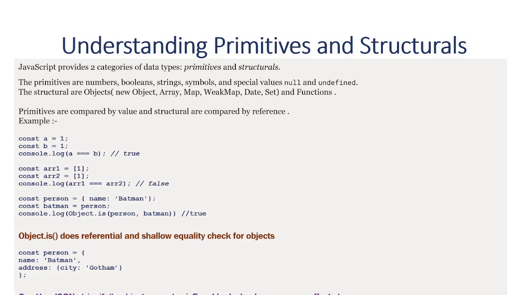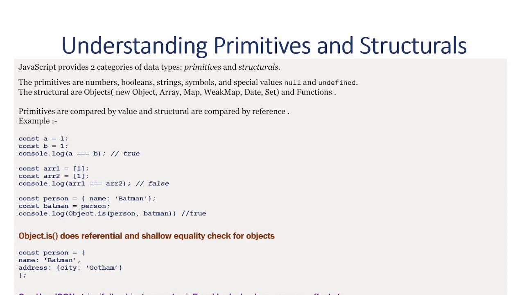Let's take a third example. Person is an object here which has a name property called Batman. Now const batman equal to person. So now batman and person, these two references are pointing to the same object, name colon Batman. If I do Object.is person comma batman, it will return true, because both references are pointing to the same object and structurals are compared by reference. Remember, so this is true. Hope it makes it clear how the comparison is done in JavaScript for primitives and structurals.